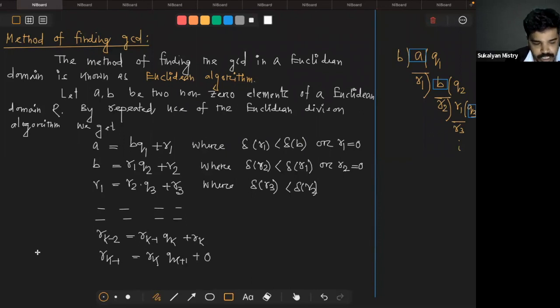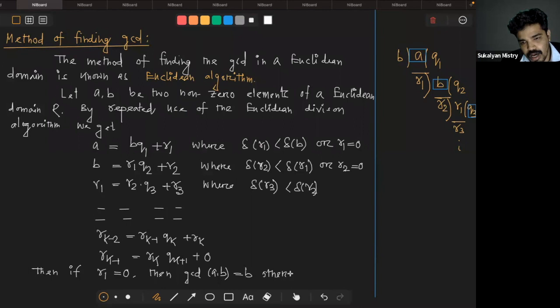So if, write down here, then if R1 is equal to 0, then GCD of A and B, R1 0 হলে GCD of A and B will be B. আর যদি R1 0 না হয়, otherwise GCD of A and B will be RK. So now we consider an example to explain this Euclidean algorithm.